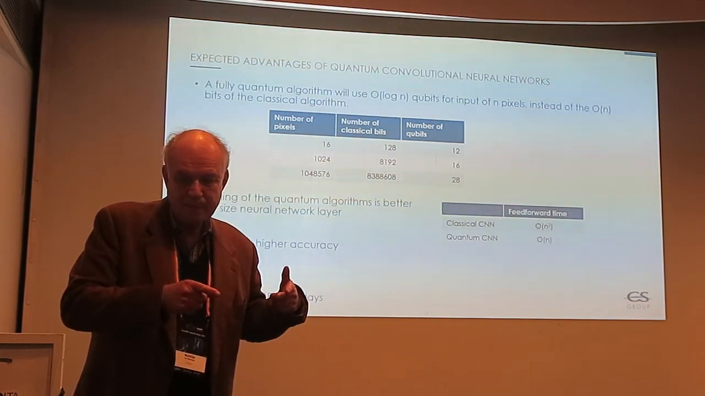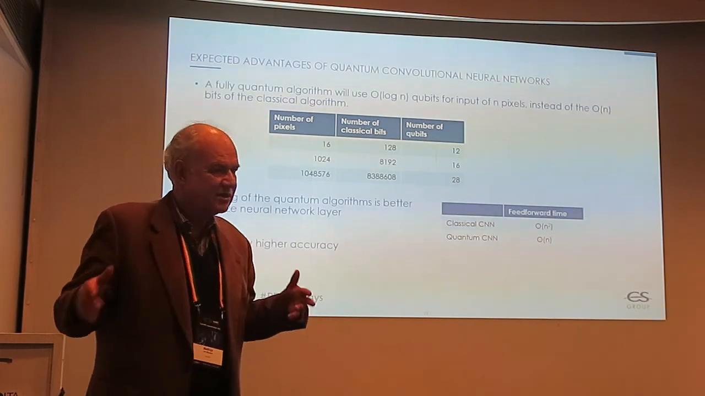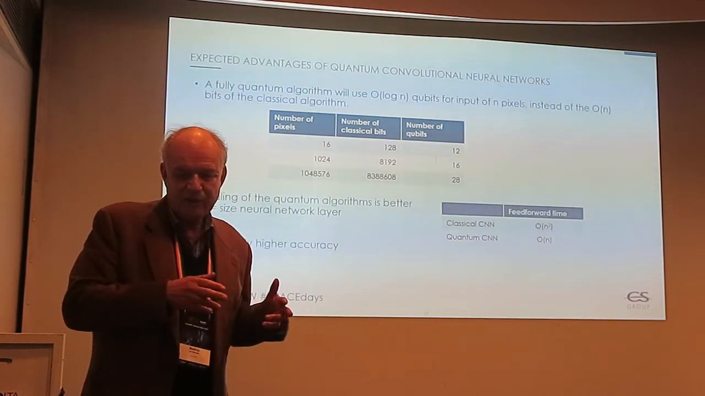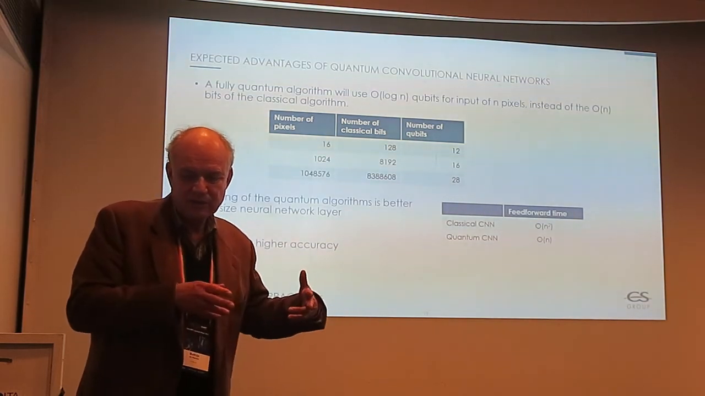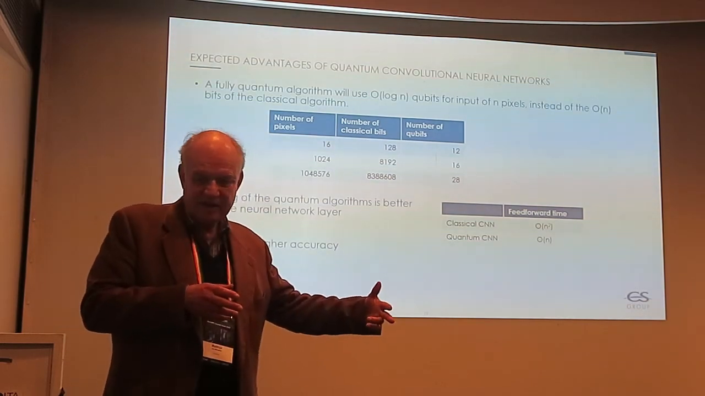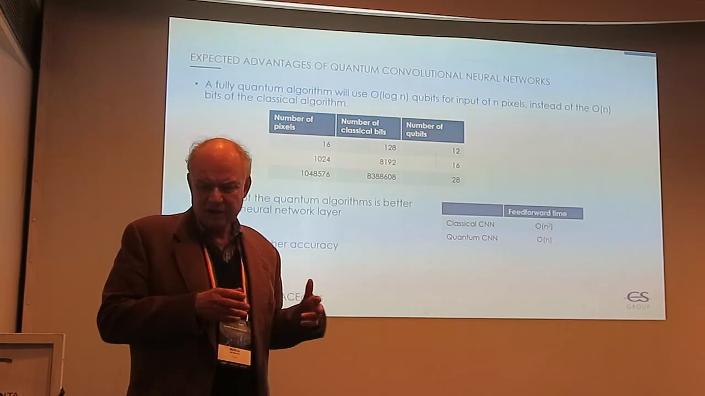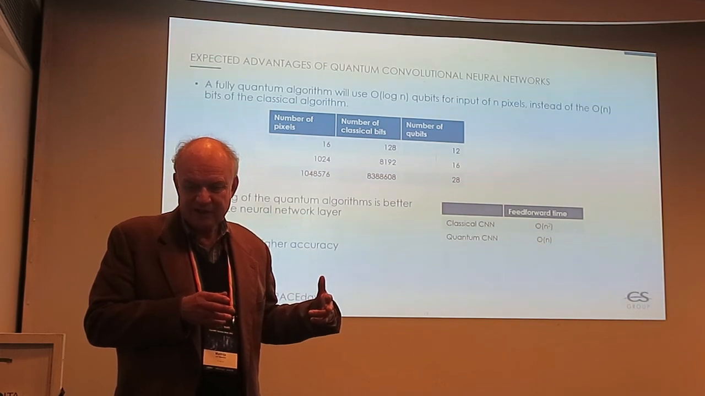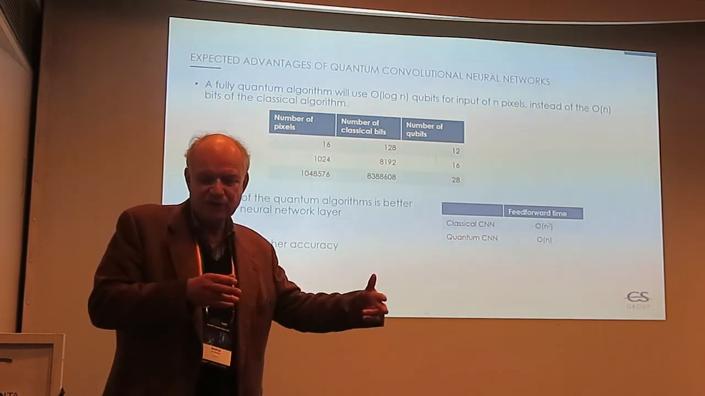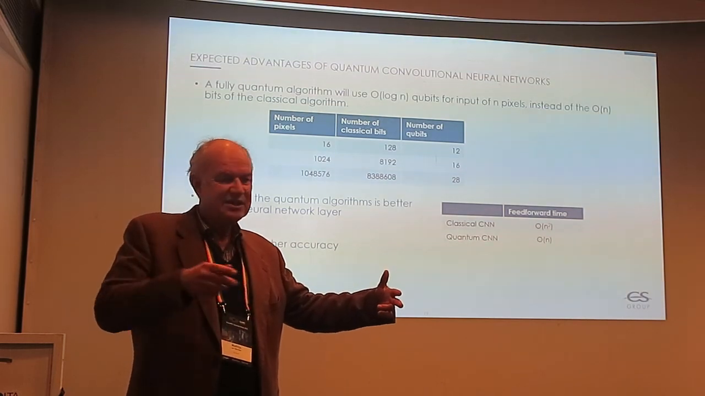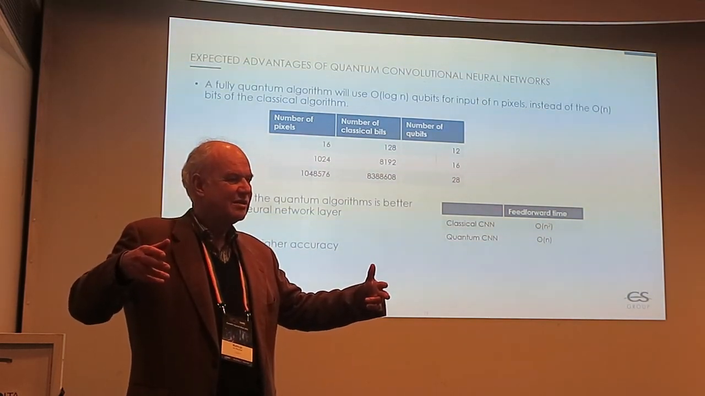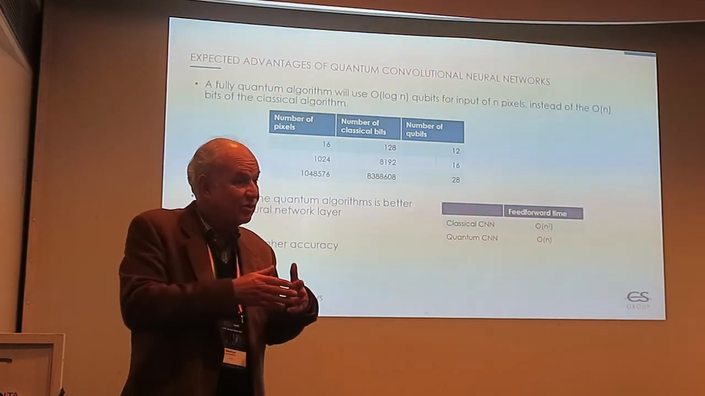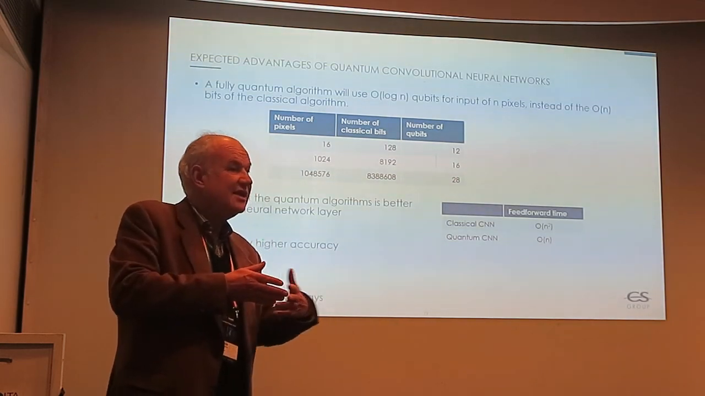So then you have 12 qubits. The value qubits stay the same, but if you increase the number of pixels, like go to 1024, that is 2 to the 10, then you need 18 qubits. So what you do is keep the number of qubits for the values the same, and you only increase the index qubits.